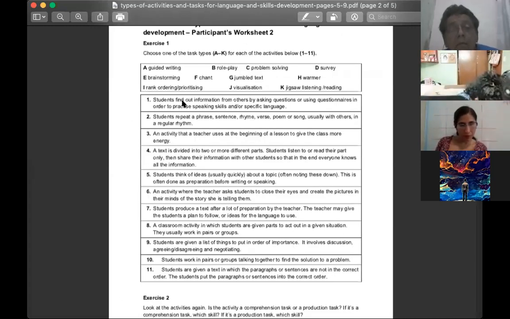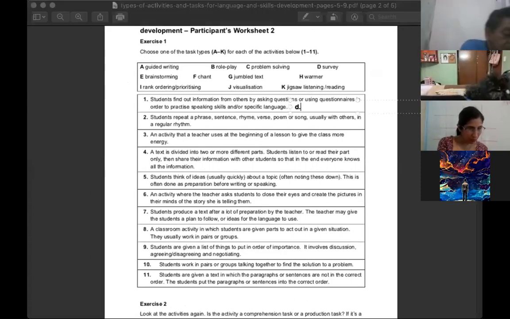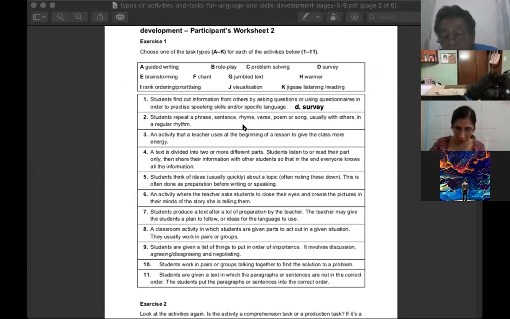Okay, number one, students find out information from others by asking questions or using questionnaires in order to practice speaking skills and or specific language. What activity is this? Survey. Survey, very good. D, survey. Okay, let's go ahead and do number two together as well. Students repeat a phrase, sentence, rhyme, verse, poem, or song, usually with others, in a regular rhythm. What is this? Chant. Chant, yes, sir.